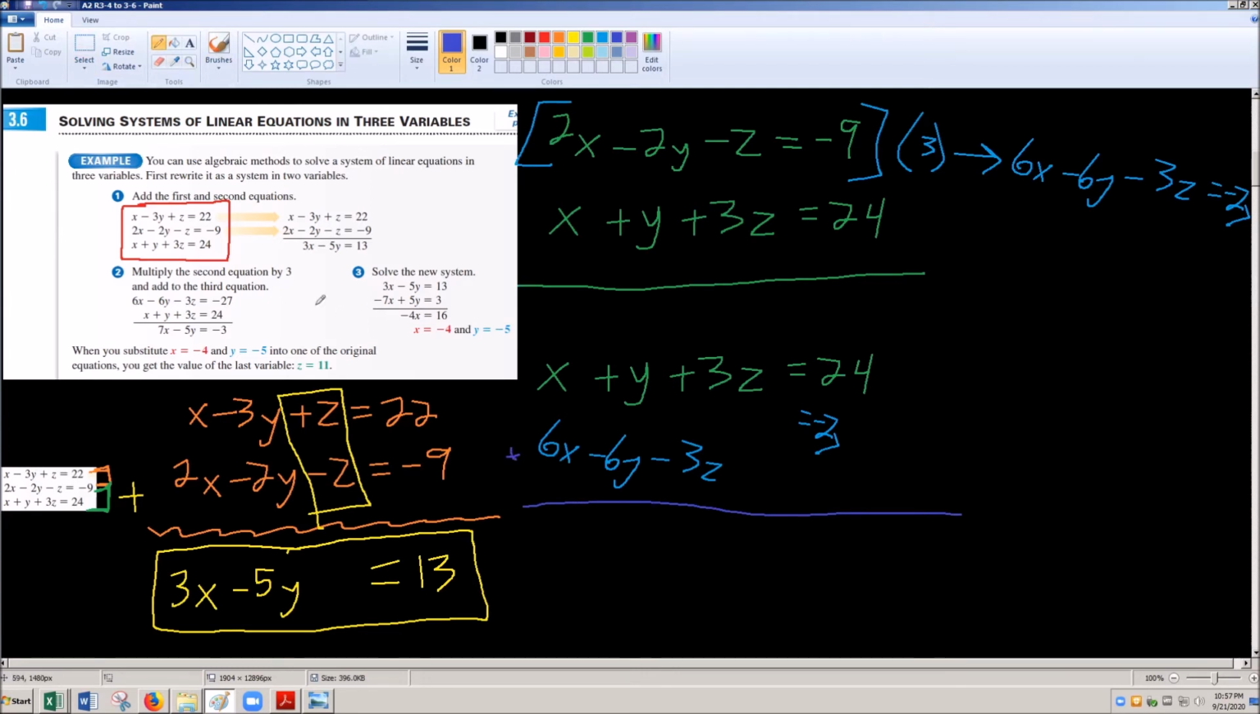So in doing so, I'm going to get 7x minus 5y. I could write plus 0z, but again, nobody does that except for the Wizard of Oz. And then here we have our 24 minus 27 will give us a -3. So now I have my second two variable equation, and this is very important.